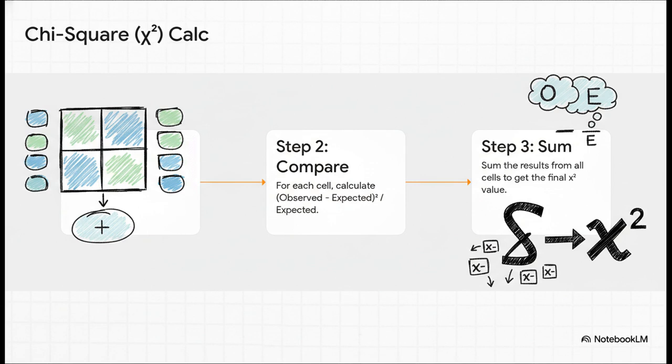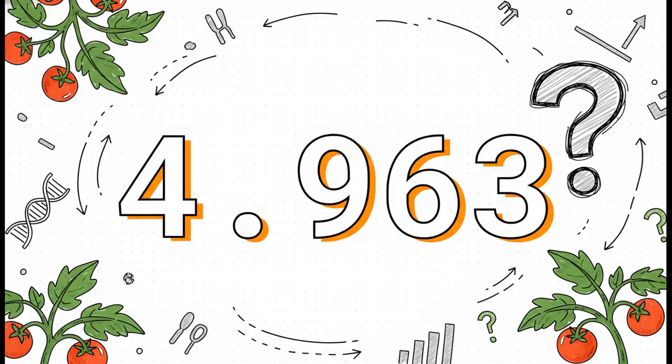Step 3, we would do that exact same calculation for the other 3 boxes in our table, and then just add up all 4 of those results to get our final chi-square value. So after we do that calculation for all 4 cells and add everything up, we get this number, 4.963. This single value is our chi-square statistic.